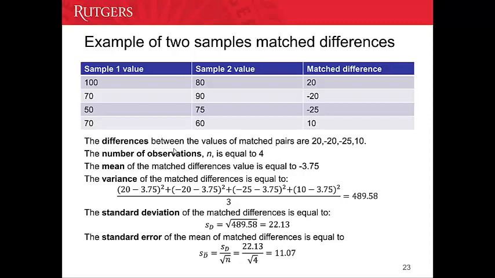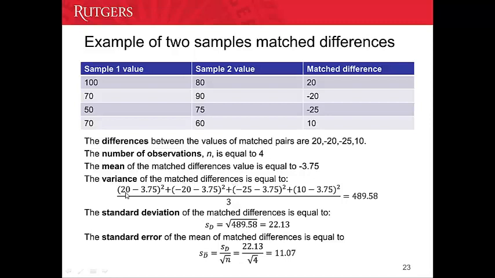Then we calculate the mean of the matched difference values. It is equal to the sum of 20, negative 20, negative 25, and 10, divided by the number of observations. So it will be equal to negative 15 divided by 4, which is negative 3.75.